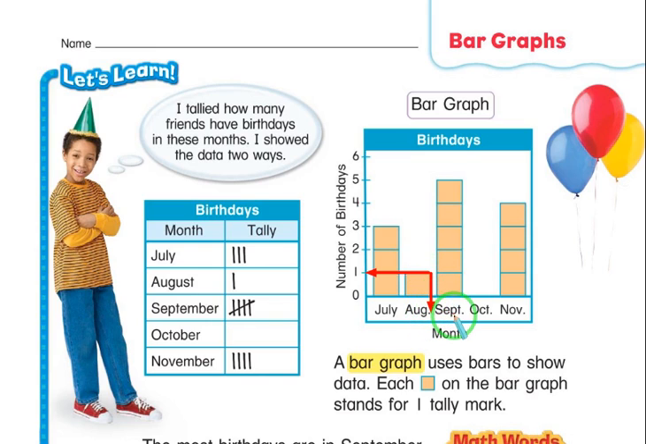So what about September? We have 1, 2, 3, 4, 5 birthdays in September, no birthdays in October, and 4 birthdays in November. This month, today is November the 13th, so this is November. Okay? Let's move to the next step.